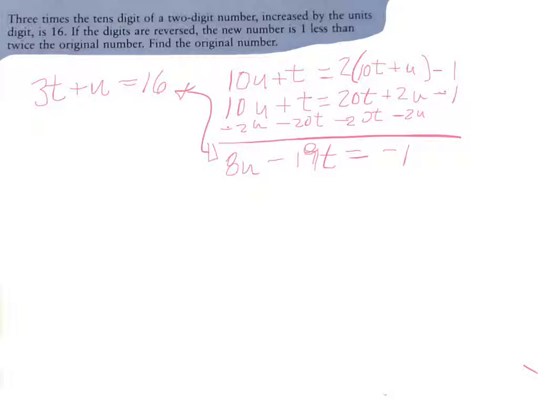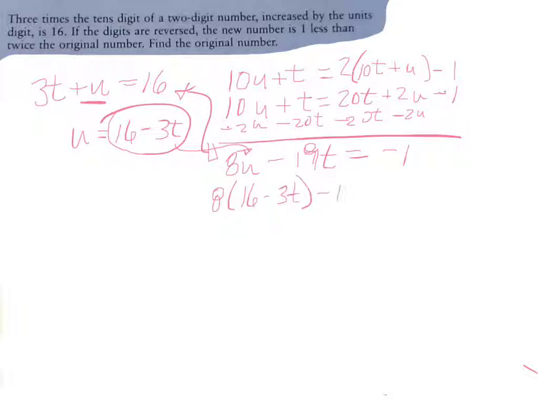We've got to solve them through substitution, or graphing, I guess, if you wanted to graph, but I don't think I want to graph. I'm going to solve this one for u. So I'm going to say this is u equals 16 minus 3t. And I'm going to take all this stuff and plug it into right here. So when I do that, I'm going to get 8 times 16 minus 3t. You also have minus a 19t equals -1. All right, so 8 times 16, I believe that's 128, minus 24t, minus 19t equals -1.